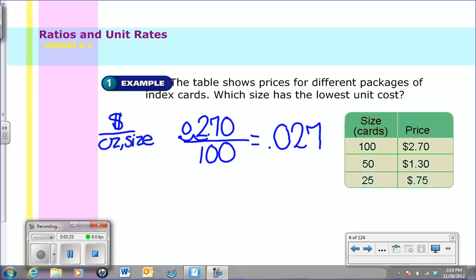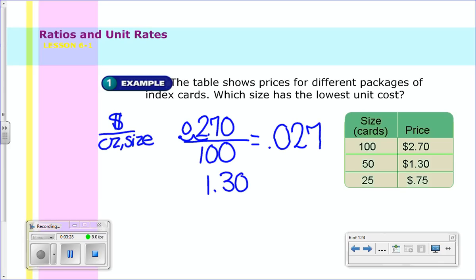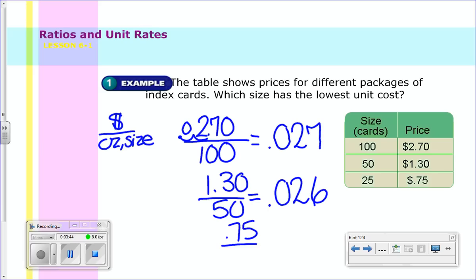All right, so let's go ahead and check those. So if I were to do the $1.30, I can get 50 cards for $1.30. And if I divide that out, I find out that it costs me about 26 thousandths of a dollar per card. Right? And then we have the final one. I know I can buy 25 cards for 75 cents. So if I divide it out to find the unit rate, I end up with 0.03, or 3 hundredths.